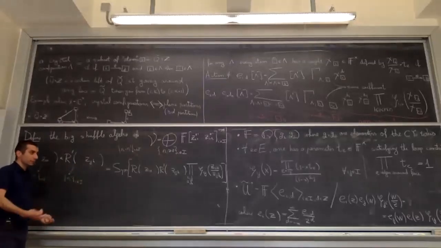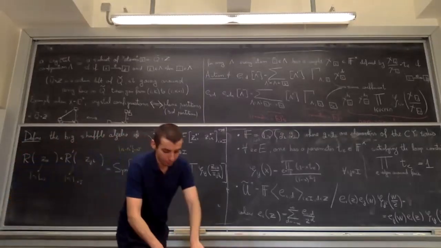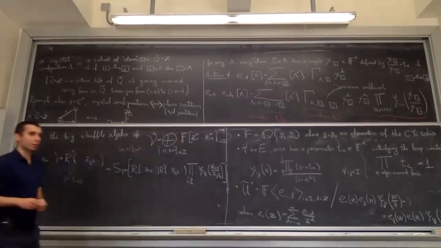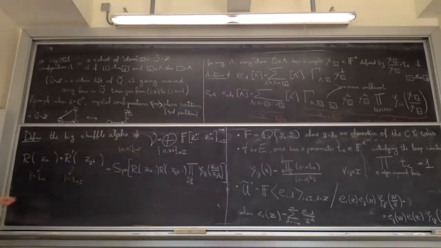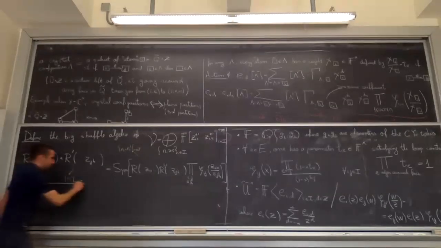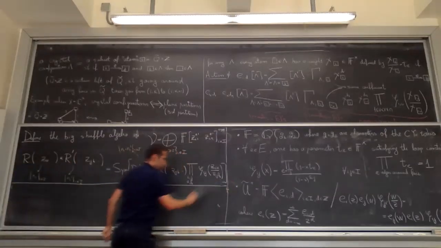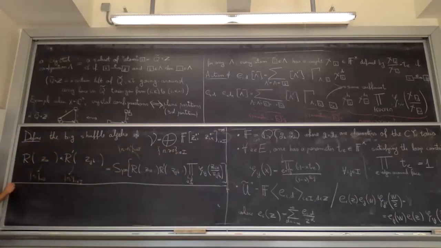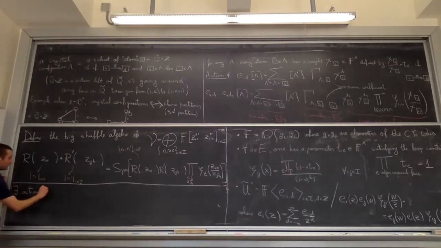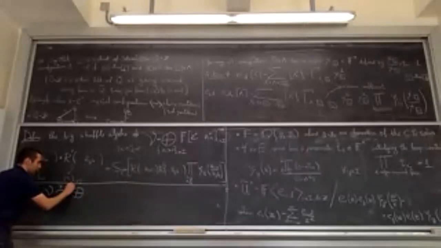So this is an associative multiplication on that big vector space V, and this is what people call the big shuffle algebra. How do we define this? Well, it's actually not so hard to believe by staring at these formulas that there exists an action psi of this algebra on the vector space which we consider, so the direct sum of crystal configurations.